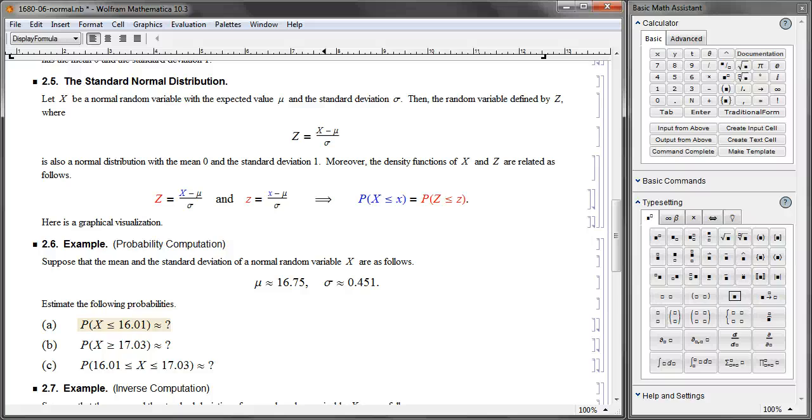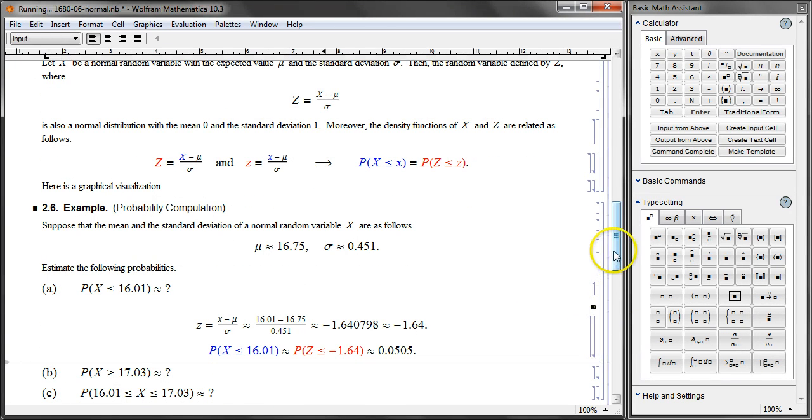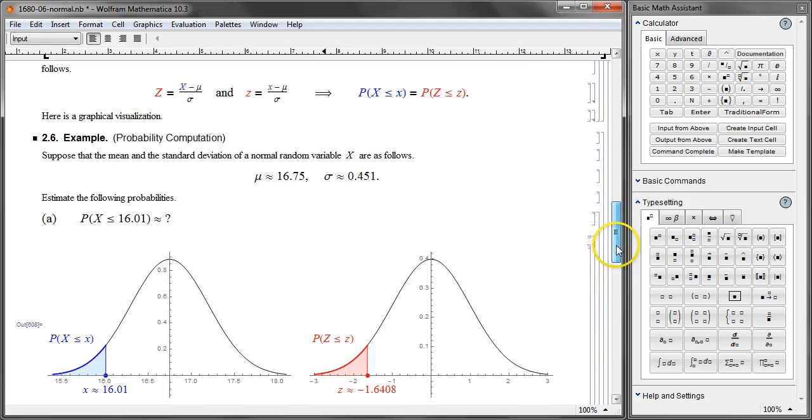16.01 is less than 16.75, the expected value. So the normal picture associated with this random variable X must be centered at 16.75, the expected value. This one is a little bit to the left, and capital X is still less than this, so we'll have to have the left-hand side wing, kind of like this one. Yes, the left-hand side picture. This picture is directly related to the problem.